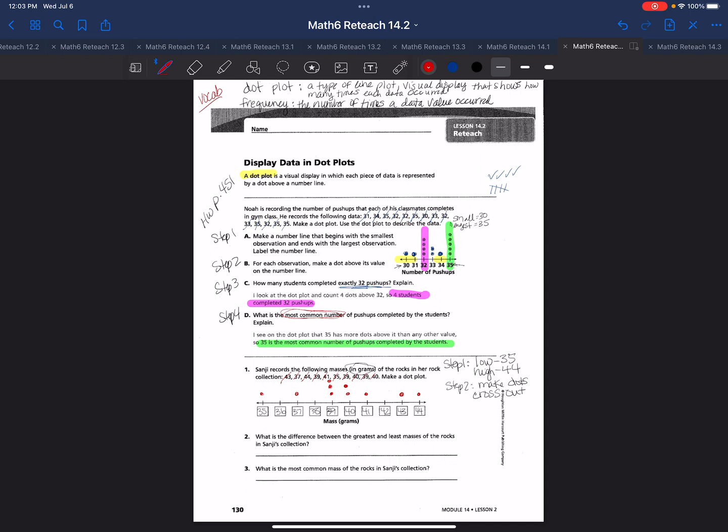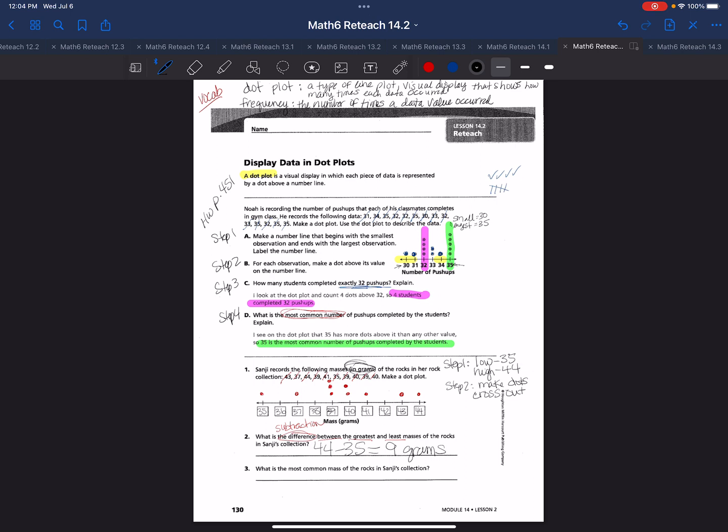And it's okay if you have a number line and you can see that 36 does not have any dot on top of it because we had nothing in our data collection that showed that. And it's okay to leave some numbers blank. What is the difference? What does difference mean? Difference means subtraction. So that's our clue there. Between the greatest and the least. So we know the greatest is 44 and the least is 35. So 44 minus 35 is 9. And remember, up here we're dealing with grams.